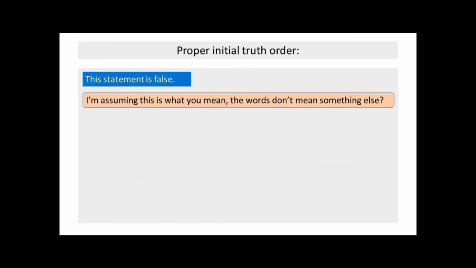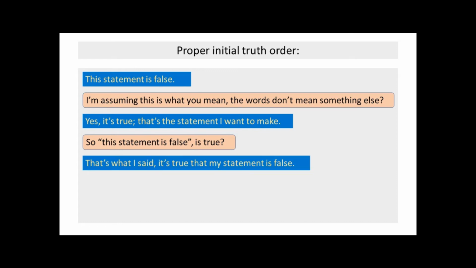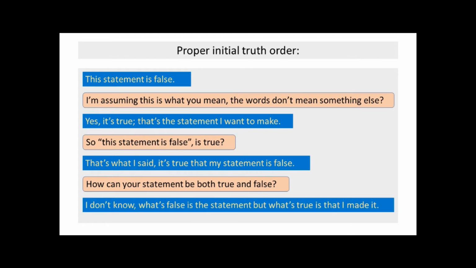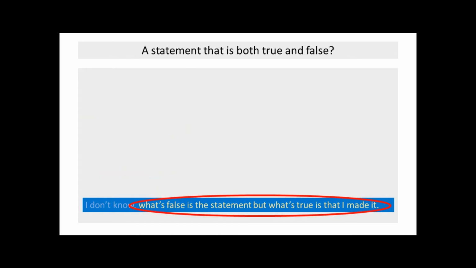I'm assuming this is what you mean. The words don't mean something else? Yes, it's true. That's the statement I want to make. So, this statement is false is true? That's what I said. It's true that my statement is false. How can your statement be both true and false? I don't know. What's false is the statement, but what's true is that I made it. Aha! Is this a statement that is both true and false?